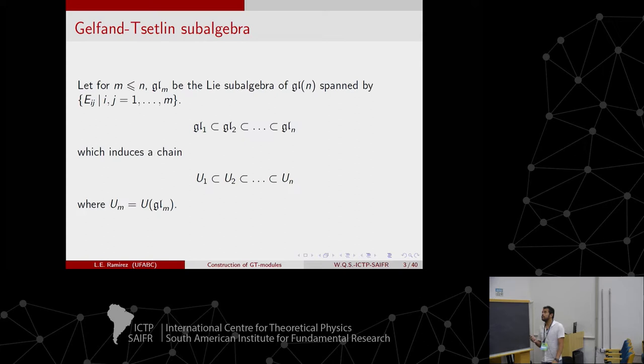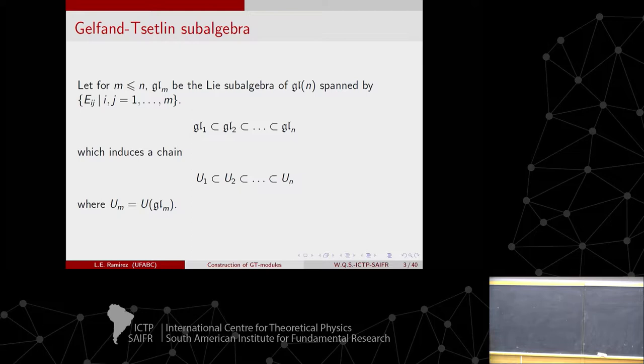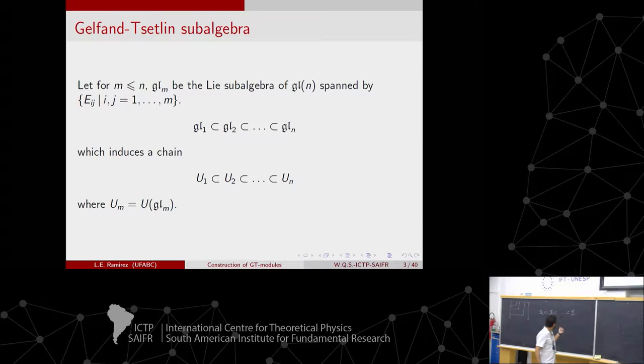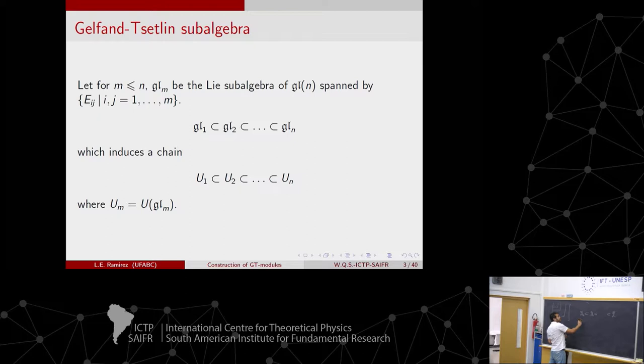So to start, we have these inclusions for GLn: GL1, GL2, up to GLn. These are the inclusions I am describing, just to the top left corner. And these inclusions induce inclusions for the universal enveloping algebras, U1, U2, up to Un, the universal enveloping algebras.